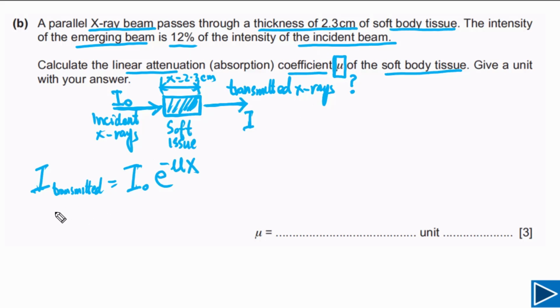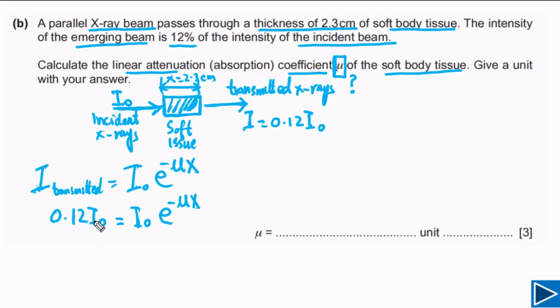This is 12% of I incident. So we can write down this is 12% of I naught, or simply you can also write down here I is equal to 0.12 of I naught. So in this case I transmitted is 0.12 of I naught, and here we have I naught e to the power of negative mu x.